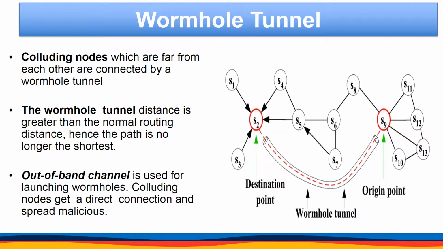One of the MANET attacks is called the wormhole tunnel. It joins colluding nodes which are located far from each other so that they can communicate in secrecy. The wormhole tunnel distance is greater than the normal distance between two nodes. And sometimes one wormhole head is far from the normal neighborhood nodes, which is called an out-of-band channel. This channel is used to launch the wormhole attacks and get information from the network.